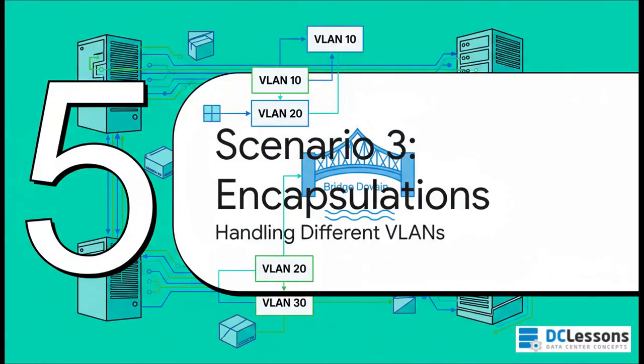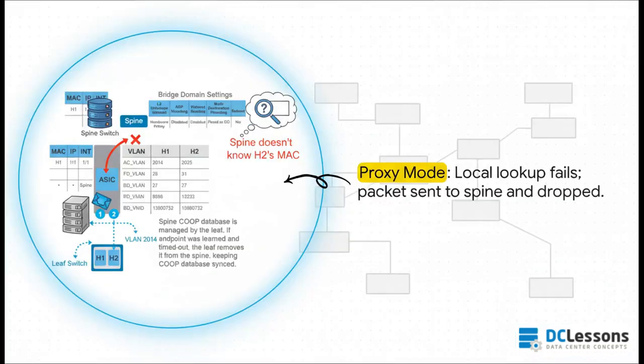Let's add a twist that you see all the time in the real world. What if our endpoints are in the same logical bridge domain, but they're using different access VLANs? This is one of the really powerful things about ACI. So let's put both hosts back on the same leaf. H1 is on VLAN 2014, and H2 is on VLAN 2025.